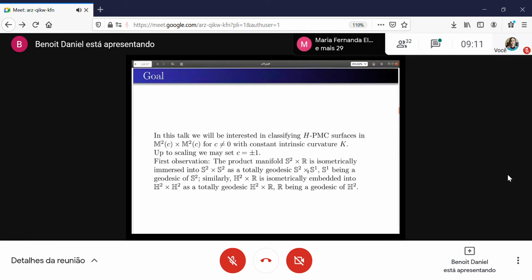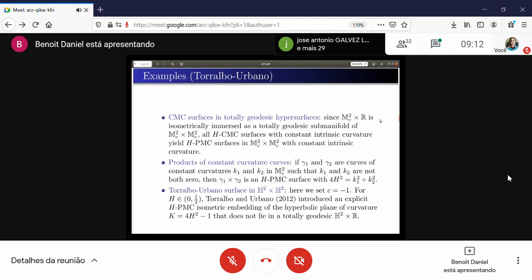like S2 times R divided by 2 pi Z, for example. So as an immersion, we can think of S2 cross R as a totally geodesic immersed submanifold of S2 cross S2. And this is the same in H2 cross H2. If I take R, a geodesic, in the second factor H2, then I get a copy of H2 cross R, which is totally geodesic. So this will be very important for us. We will think in the sequel of H2 cross R as a totally geodesic submanifold of H2 cross H2, and also S2 cross R as a totally geodesic immersed submanifold of S2 cross S2. So why is it important? Because it provides examples.